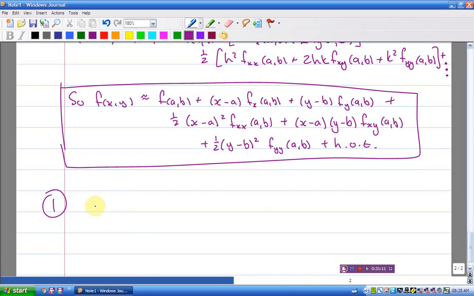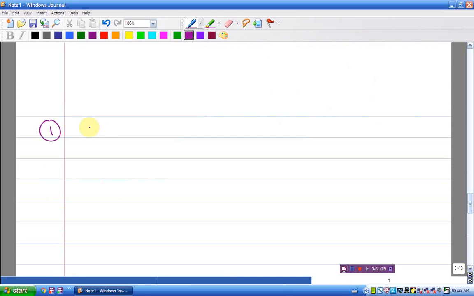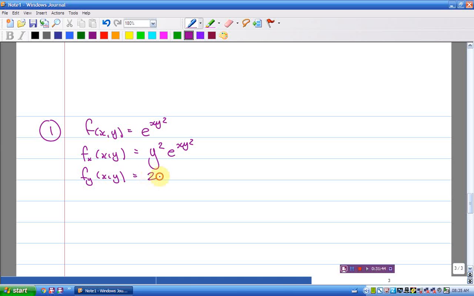Okay, so what do we got? We've got the actual function. And I'm going to work out a bunch of derivatives. Actually, if you don't mind, I'm going to go on to the next page, because this is all the space I've got here, and I'd like to have it all together. So let's try again. f of xy is e to the xy squared. Let's work out the x derivative. The x derivative will be y squared e to the xy squared. The y derivative will be 2xy e to the xy squared.